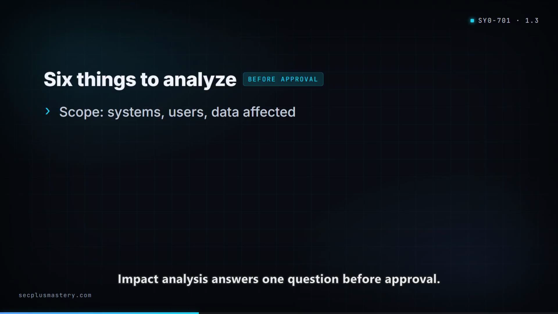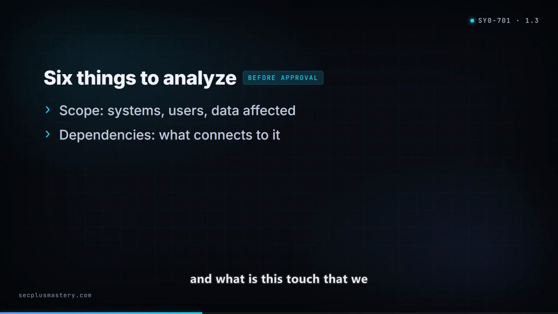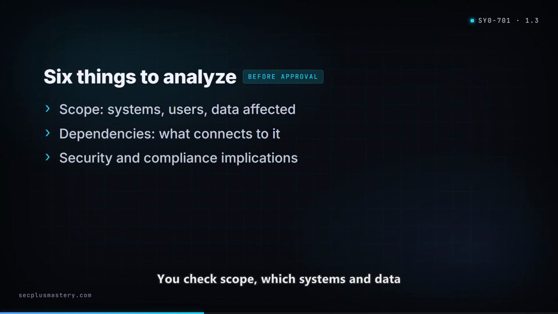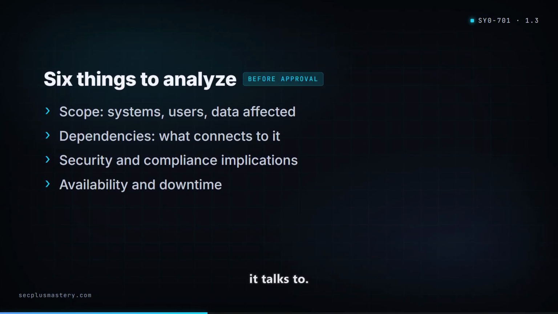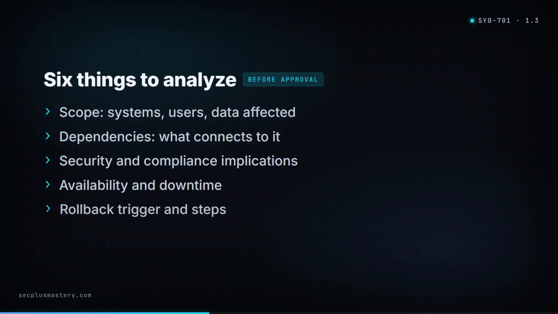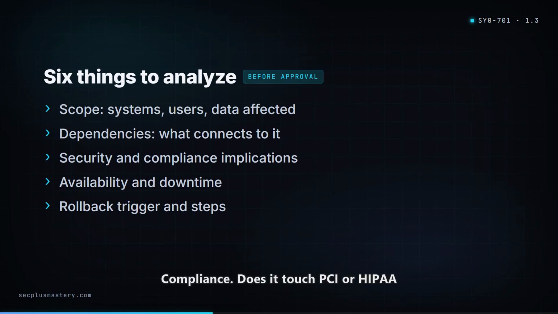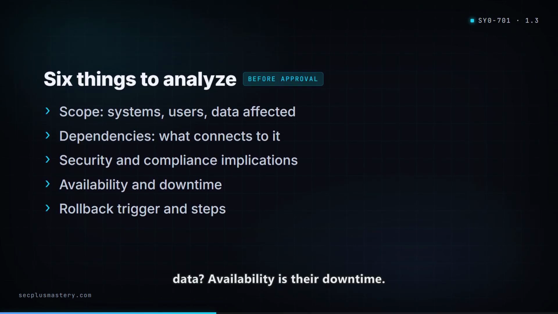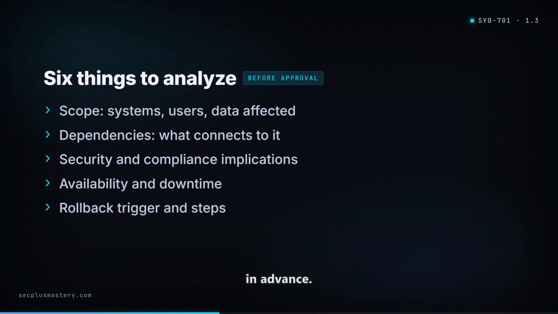Impact analysis answers one question before approval. What is the worst case, and what is this touch that we did not expect? You check scope, which systems and data are affected. Dependencies, what talks to this and what it talks to. Security implications, does it change authentication, encryption, or logging? Compliance, does it touch PCI or HIPAA data? Availability, is there downtime? And the rollback trigger and steps defined in advance.